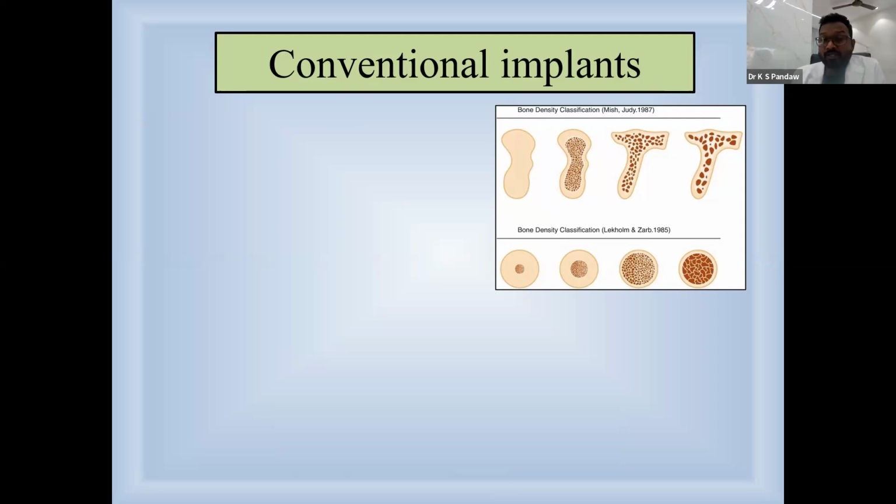So conventional implants, where to use? What are D1, D2, D3, D4 types of bone? D1 bone is dense bone where more cortical bone is present, less soft bone is present, and D4 bone is soft bone. Obviously, when you are working in D1, D2 bone, you will have good torque and good implant stability. Then we can use immediate implants. But when there's D3, D4 bone, soft bone is there. In this type of bone, we should go with a delayed or conventional implant.